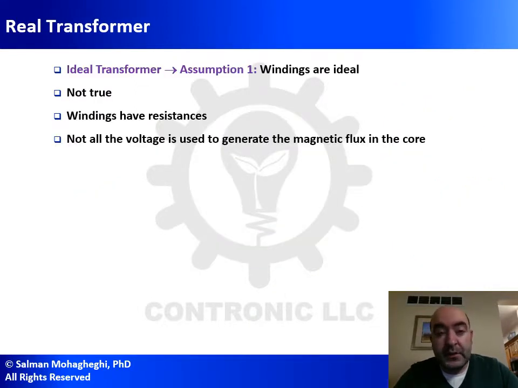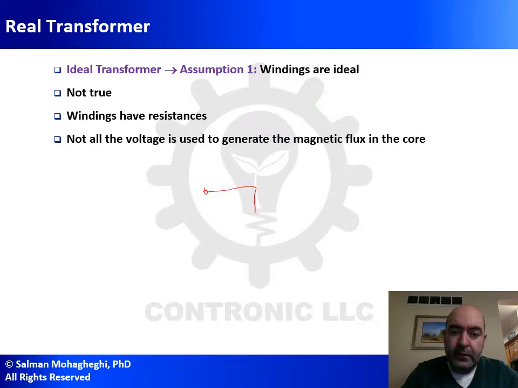Okay, let's start with the first and most important assumption. For an ideal transformer, we assumed that all the windings are ideal. In other words, we assume that there are no resistances associated with those windings. We know in reality this is not the case. Every winding is going to have some resistance. What does that mean to us?